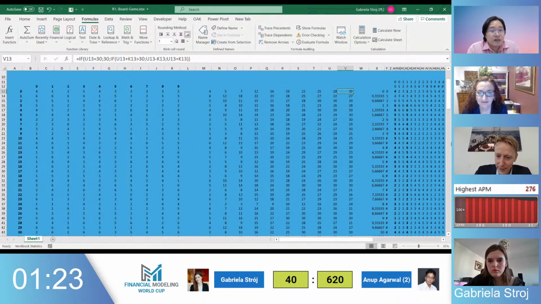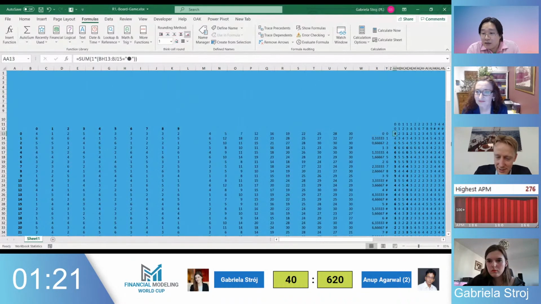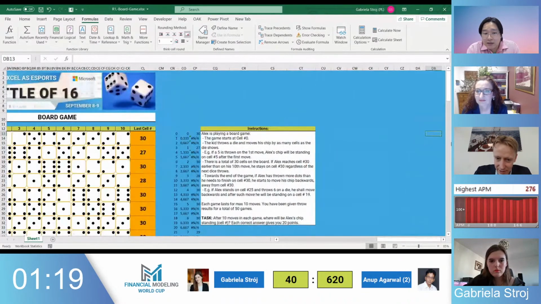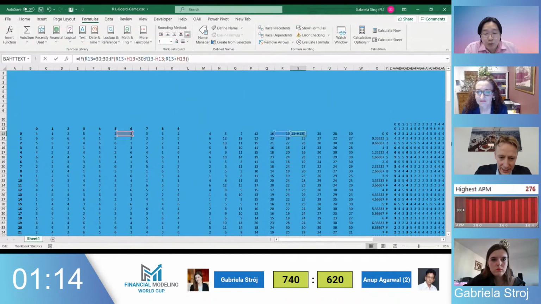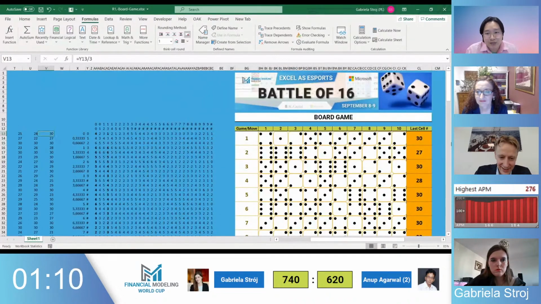By the way, have a look at the APM. The highest is 276. Every time it's more than 150. That's quite a lot. Oh my God! Have a look at the score. So Gabriella has taken the lead in this match.